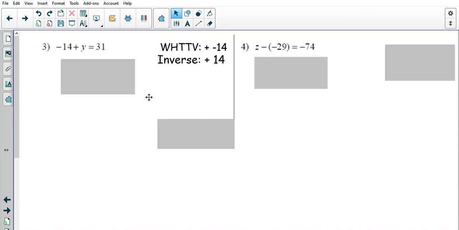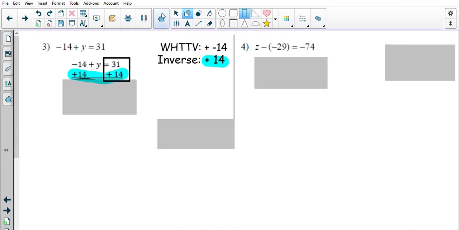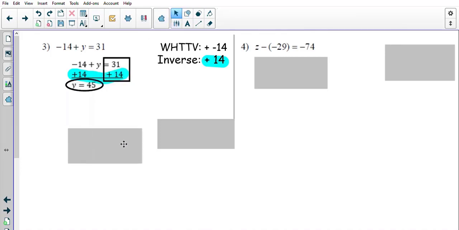I think adding a positive 14 is a little easier. So let's add 14 to both sides. On the left-hand side, this is going to cancel out, and we're going to be left with just y. What you're going to plug into the calculators is 31 plus 14, and that will get us a solution of 45. So our final answer will be y equals 45.